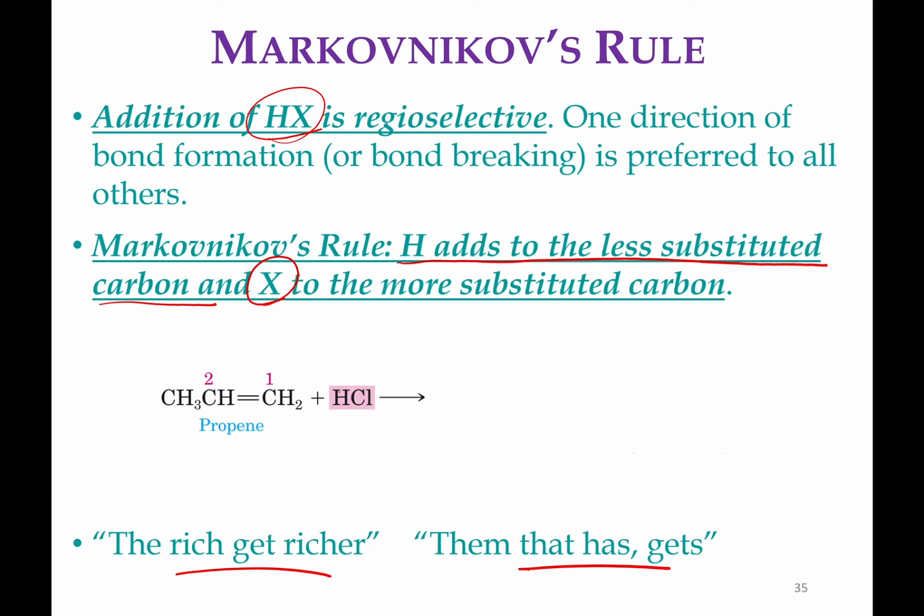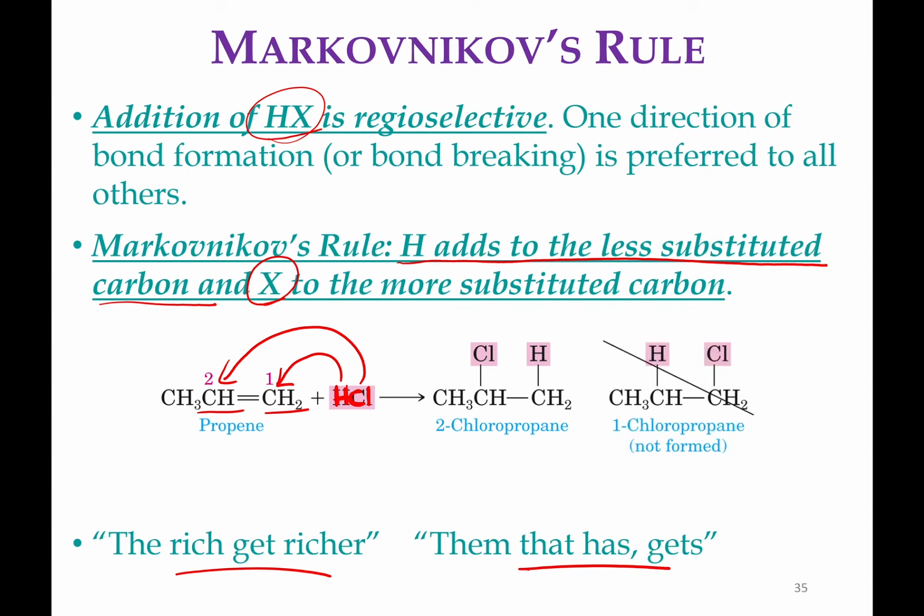So here we have, if we put HCl here, which one is going to get the hydrogen? Hydrogen goes to the carbon that has the more hydrogens to start with. So it's going to go to carbon number 1, and chlorine will go to carbon number 2 because it has less hydrogens. So that's going to be our major product. And our minor product will be the opposite, where the chlorine goes to carbon number 1 and the hydrogen goes to carbon number 2.